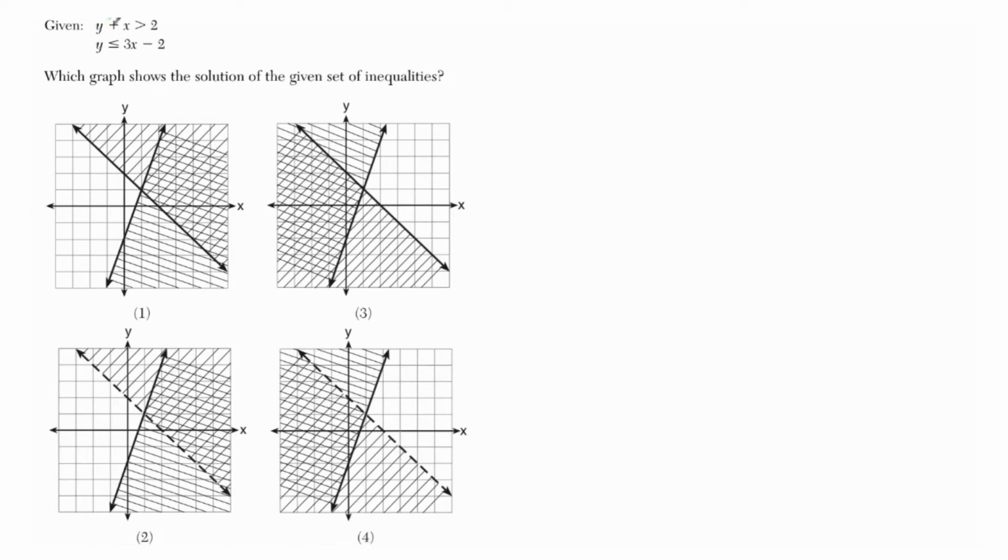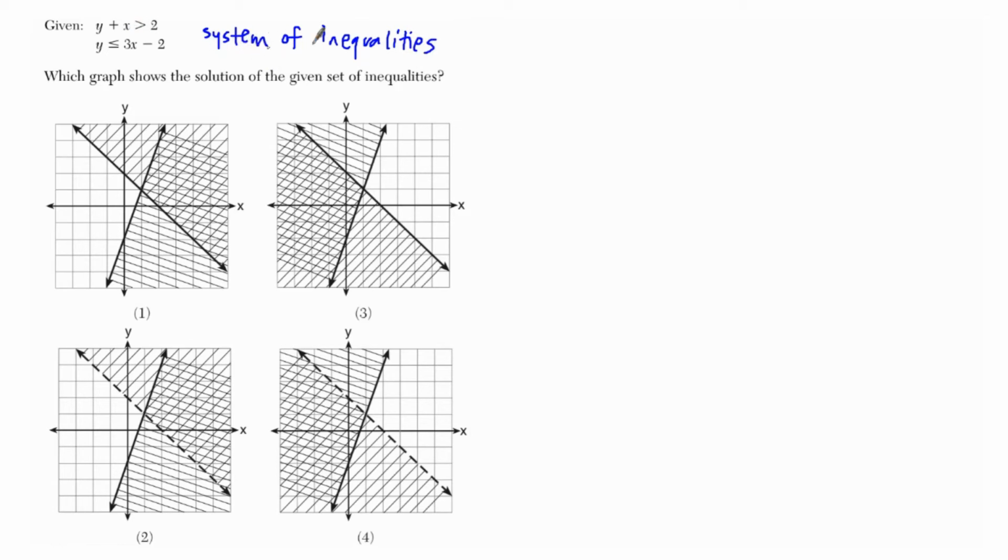Given y plus x is greater than 2 and y is less than or equal to 3x minus 2, which graph shows the solution of the given set of inequalities? Okay, so this problem is asking for us to identify which graph represents the solution of this set of inequalities. So we have 2 inequalities here, and when we're talking about the solution of a set of inequalities, this is really solving a system of inequalities. So that's the type of problem this is.